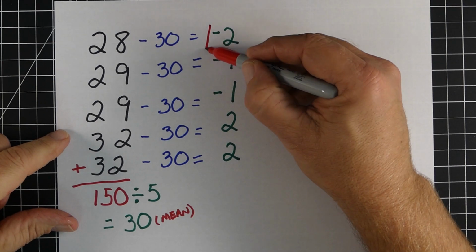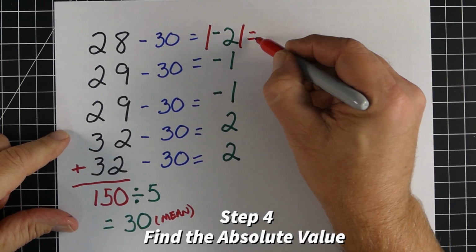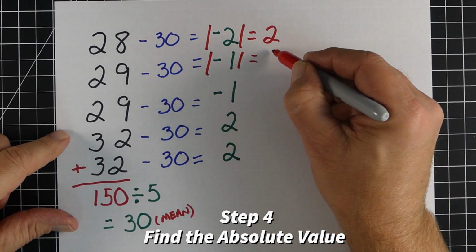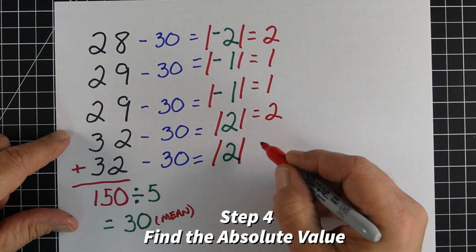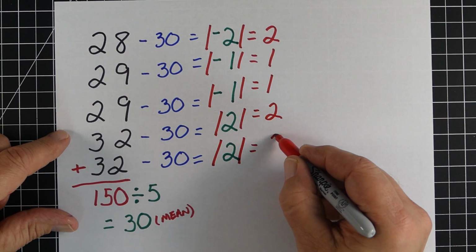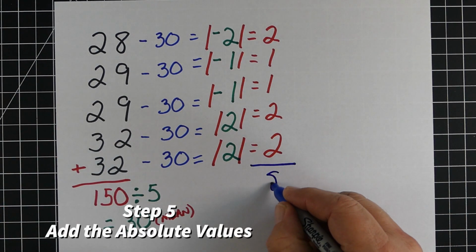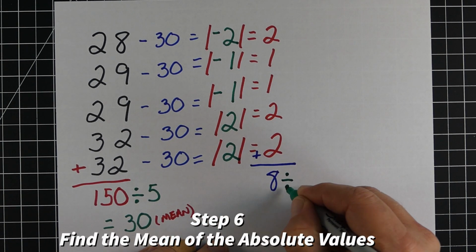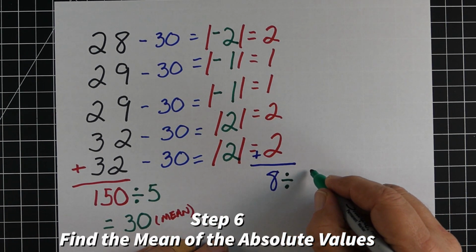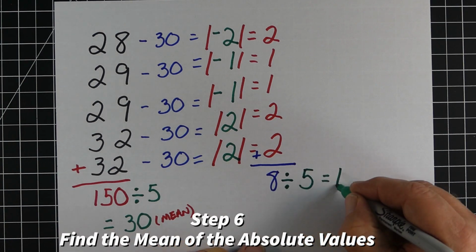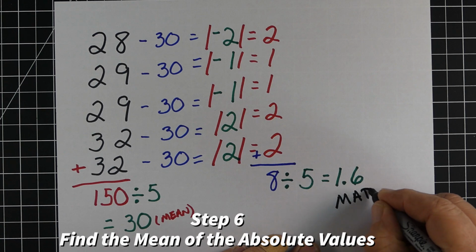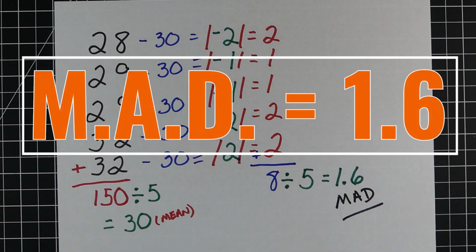Then we're going to find the absolute value of each one. And when we do that, all the numbers will be positive. Once we get all our absolute values, we go ahead and add those numbers up. So in this example, we have an 8. We're going to take the 8 divided by 5 because that's how many numbers there are. And when we do that, we're going to get a decimal. In this case, it's 1.6. So the MAD, or the mean absolute deviation, is 1.6.